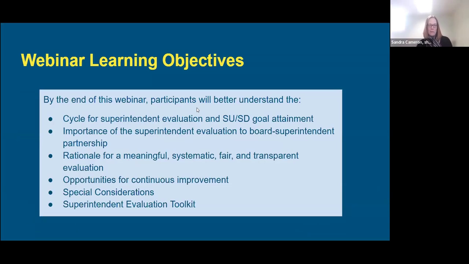Our hope today is that the webinar will provide a better understanding of the cycle of the superintendent evaluation and how it's connected to the school supervisory district, supervisory union, and potentially member district goals. The importance of the superintendent evaluation in regard to the board superintendent partnership, the rationale for a meaningful, systemic, fair, and transparent evaluation, opportunities for continuous improvement, and some special considerations that we want to highlight for you. And lastly, we will introduce, as Debbie said, the VSBA's new superintendent evaluation toolkit, which is full of useful resources. So let's get started.